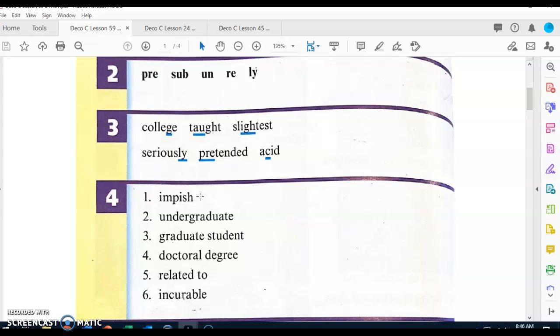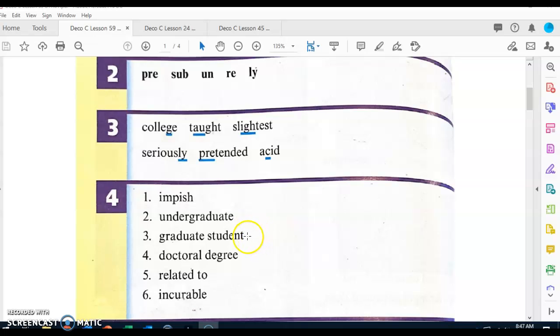Now let's go ahead and look at part 4, boys and girls. We're going to talk about what those words mean. Word number 1. What word? Impish. Impish means full of mischief. Touch word number 2. What word? Undergraduate. An undergraduate is a student who is studying for a regular college degree.